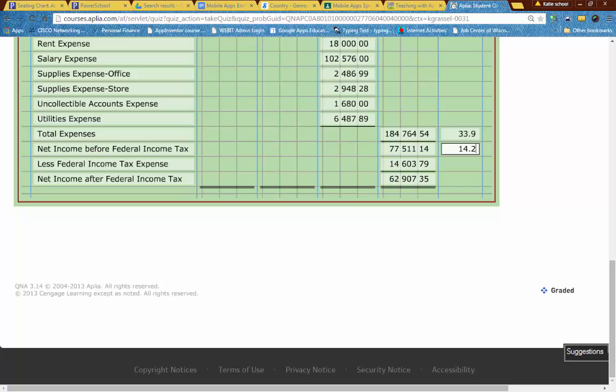You are going to have to practice this income statement. It is not something you can just wing and show up on your test next week and expect to do well, even with a note card, because you have to understand where these numbers come from. Okay?